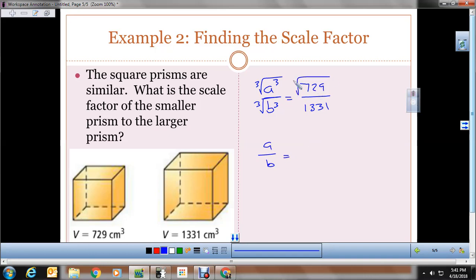So now we're going to find the cube root of each of these. The cube root of 729 will come out to be, let's see here, cube root.